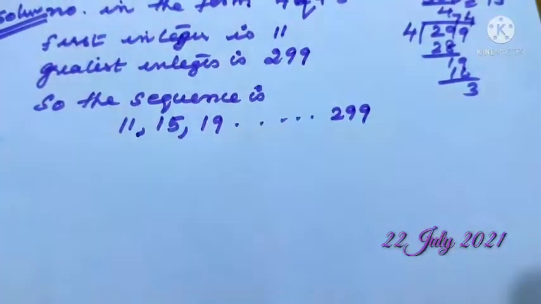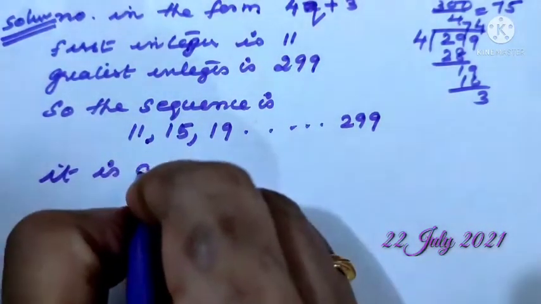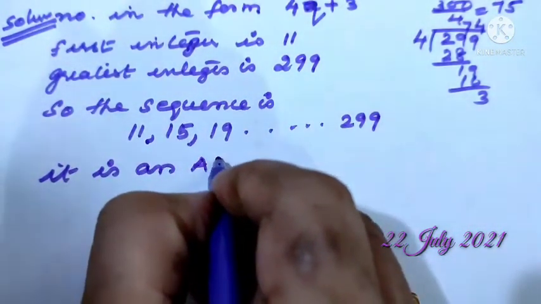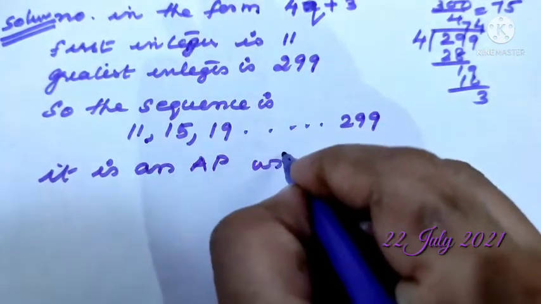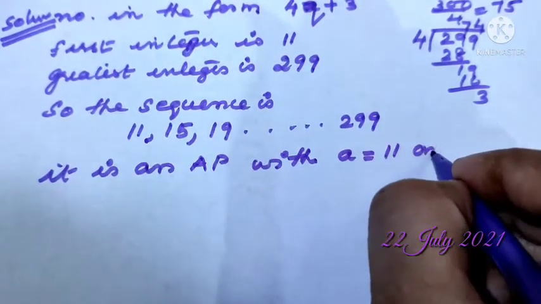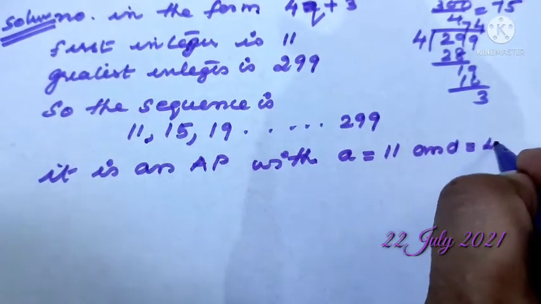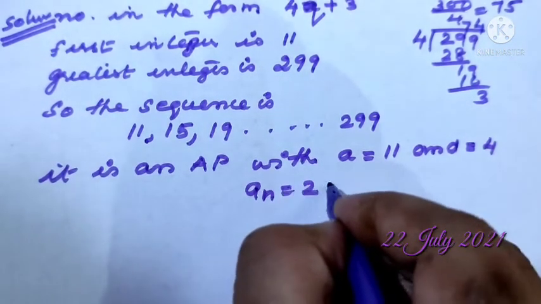Now we should write whether it is an AP or not. We should write that it is an AP, then only our formula is right. Without proving it is an AP, you will not get the mark. It is an AP with A equal to 11, D equal to 4 and AN equal to 299.